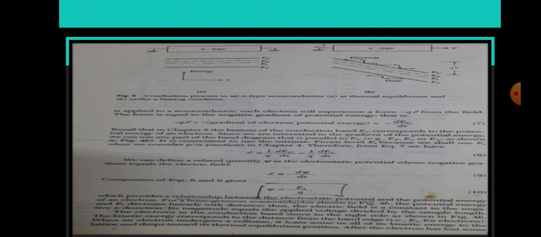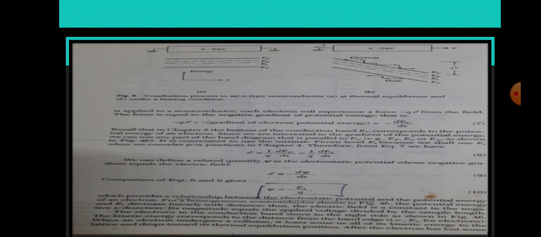For a homogeneous semiconductor, as we have shown in figure 4b, the potential energy and Ei decrease linearly with distance. Thus, the electric field is a constant in the negative x direction. Its magnitude equals the applied voltage divided by the sample length. The electrons in the conduction band move to the right side as shown in figure 4b. The kinetic energy corresponds to the distance from the band edge, that is Ec for electrons.